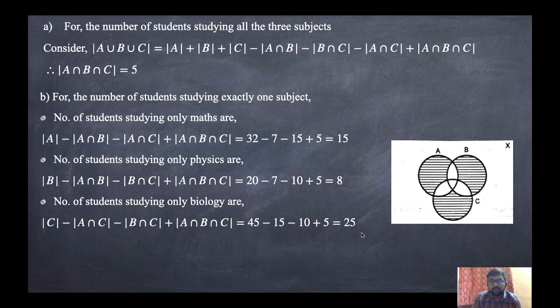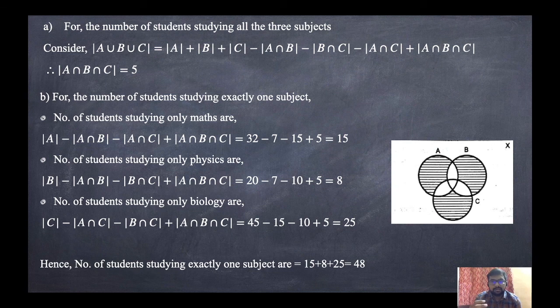But we want to find the total number of students studying exactly one subject. So that will be the total of all of these. That means 15 plus 8 plus 25. So that will be 48.